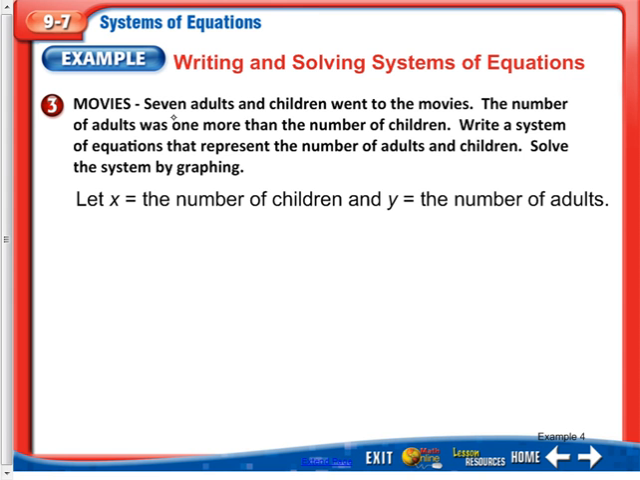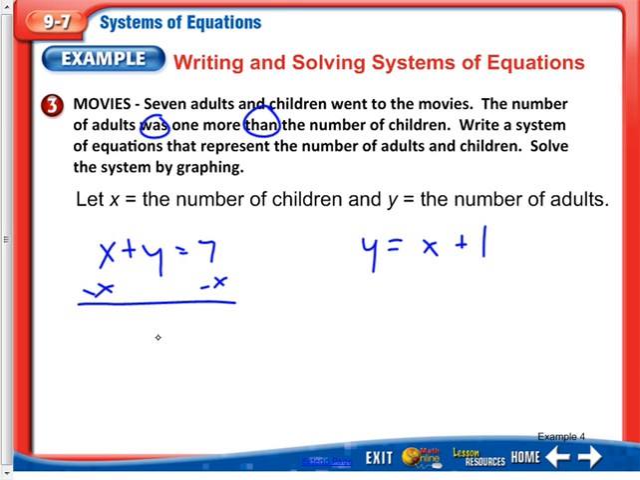So let's go ahead. It says 7 adults and children went to the movies. So I have x plus y equals 7. And then the other one says the number of adults was, kind of like is. So adults is y. y is 1 more than the number of children. So I'm going to say x plus 1. Now this one over here is in slope-intercept form, but we need to subtract x on both sides on this equation. So I get y equals negative x plus 7.